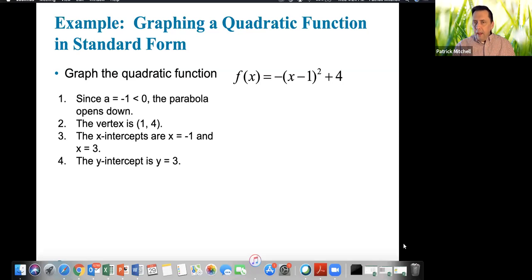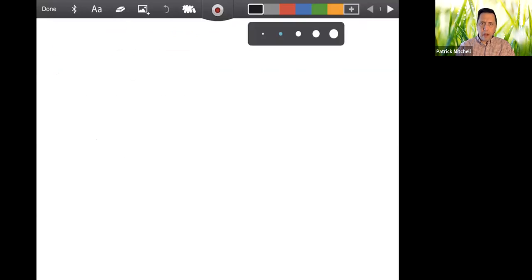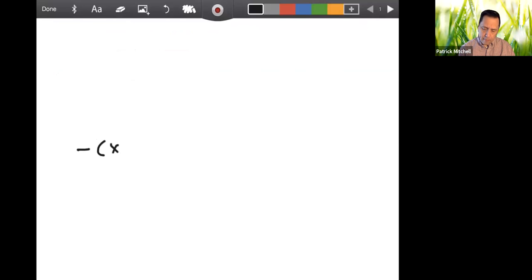Okay, so first we're finding the x-intercepts, then we're going to find the y-intercept. So to find x-intercepts, you set the function, which is negative (x minus 1) squared plus 4, equal to 0.